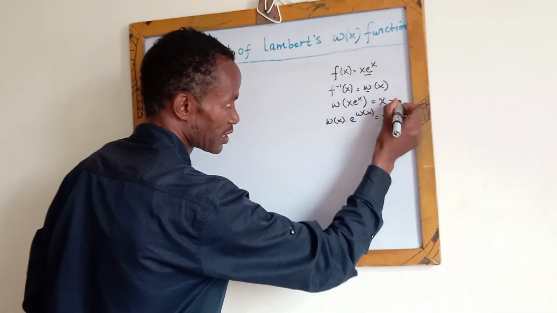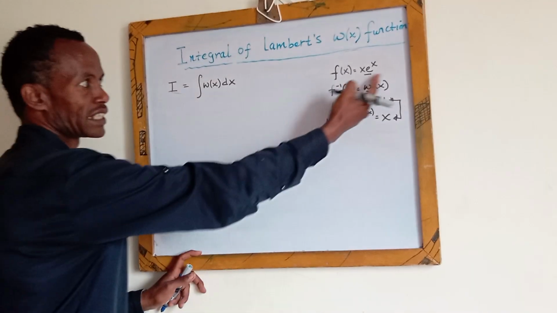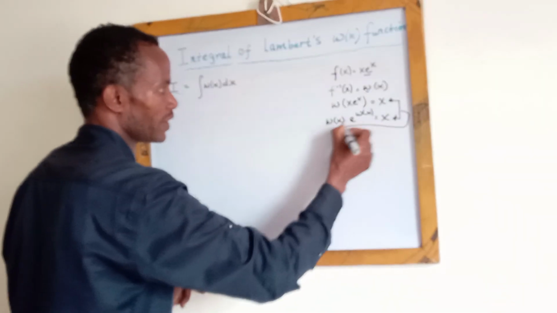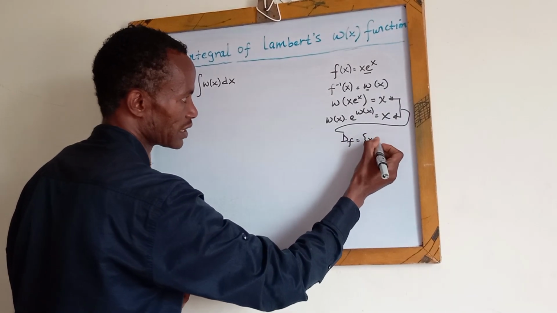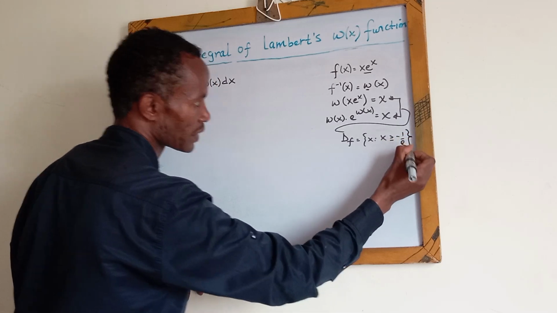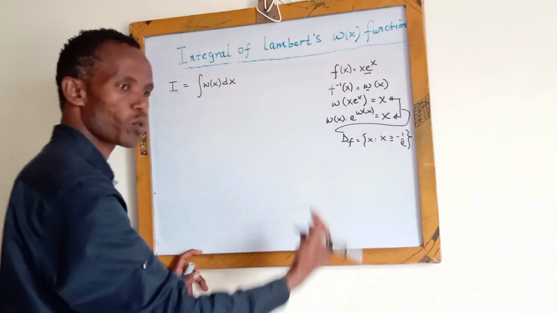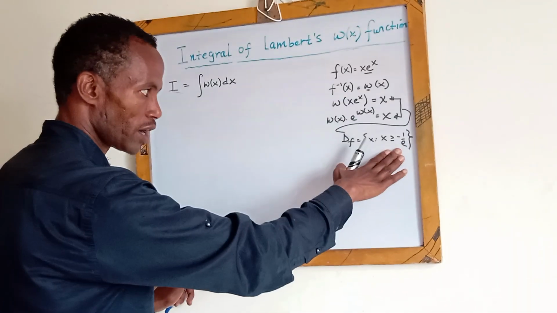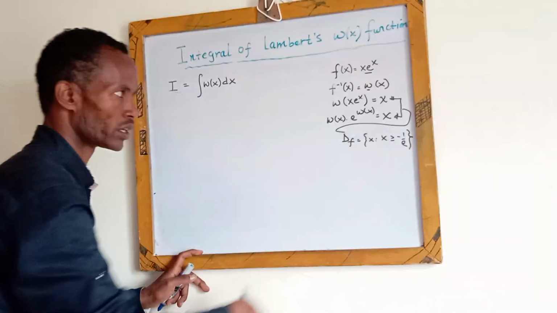When you see the graph, you'll have a domain. The domain of this function shows that x must be greater than or equal to minus 1 over e. e is Euler's number, 2.718 something. It's an approximate value. This is the domain for the graph of this function.